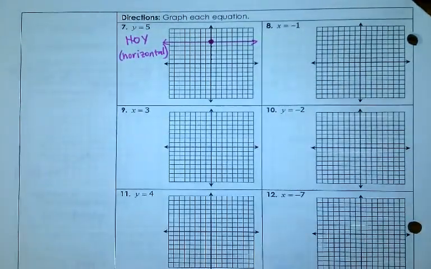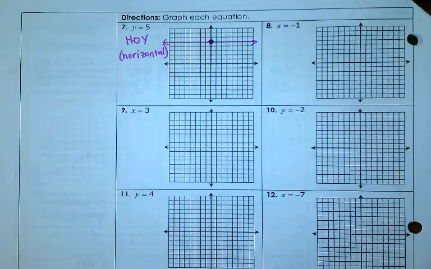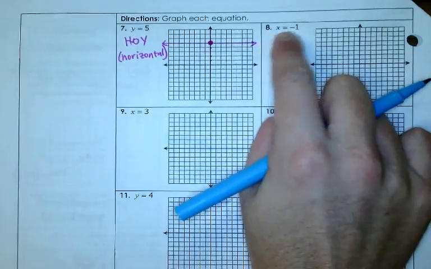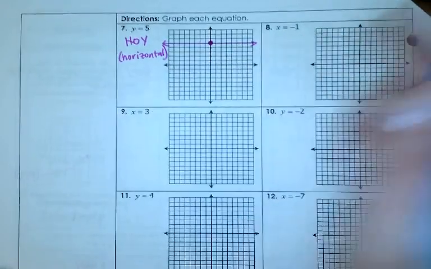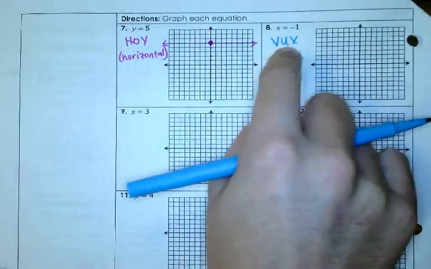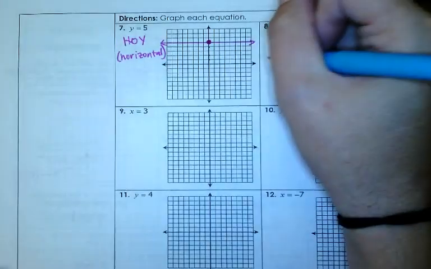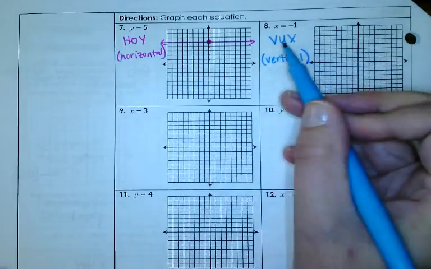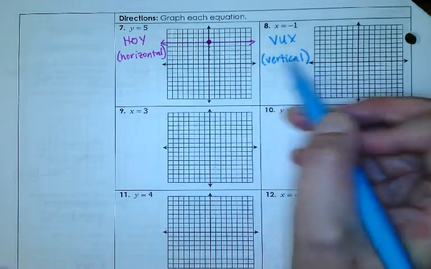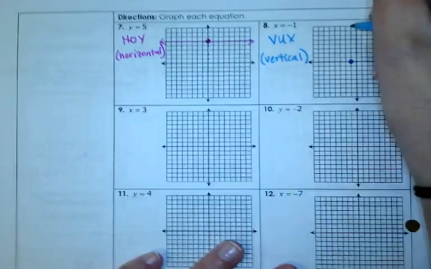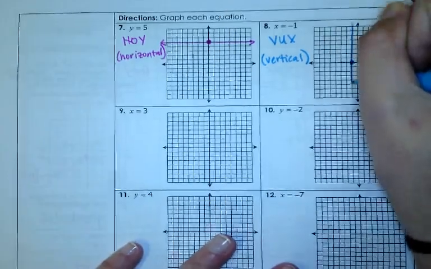Okay? For number 8 here, is this x equals what? Is that a VUX or a HOY? VUX. So guys, it's silly, but go ahead and write HOY and VUX next to your equations, because then you will be way less likely to get it wrong. Because it's a VUX, that's a vertical line, and that's at x equals -1. So if I did this without my ruler, it would be like so. Okay? So I want you guys to go ahead and do 9, 10, 11, and 12.